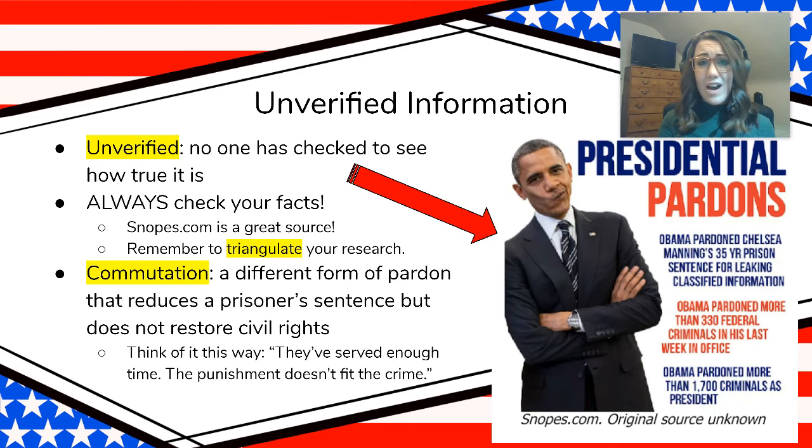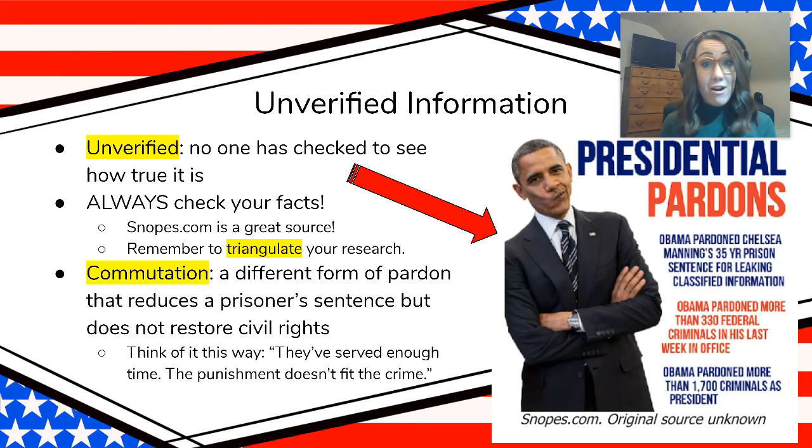Well, iCivics called this a meme. I use that term very loosely, I suppose, then. But this was a meme that was being spread around on Facebook about Obama and his presidential pardons. So it says that Obama pardoned Chelsea Manning's 35-year prison sentence for leaking classified information. He pardoned more than 330 federal criminals in his last week of office. And Obama pardoned more than 1,700 criminals as president. That sounds pretty bad, right?